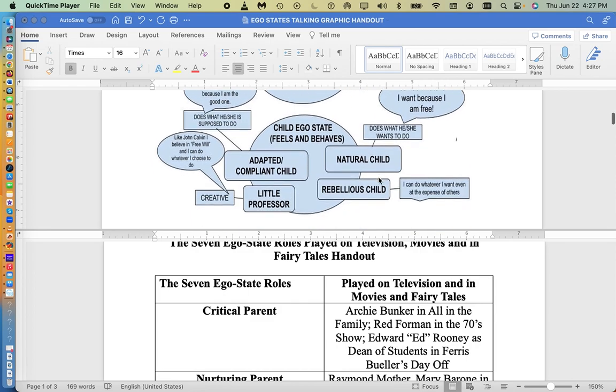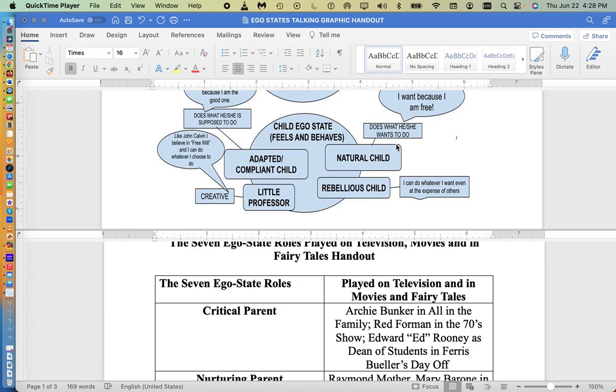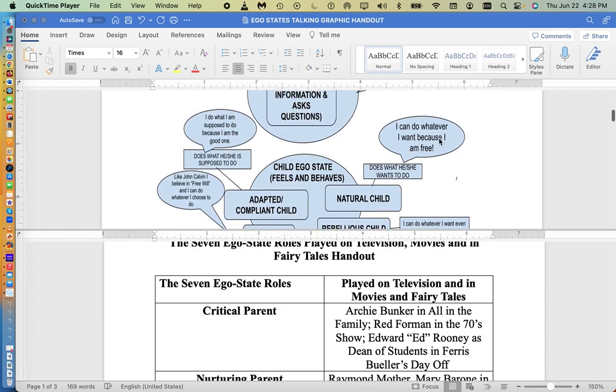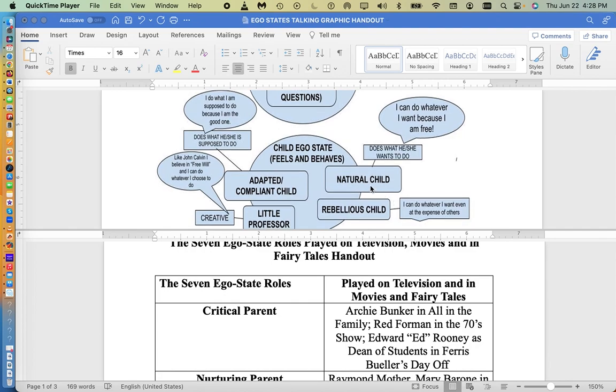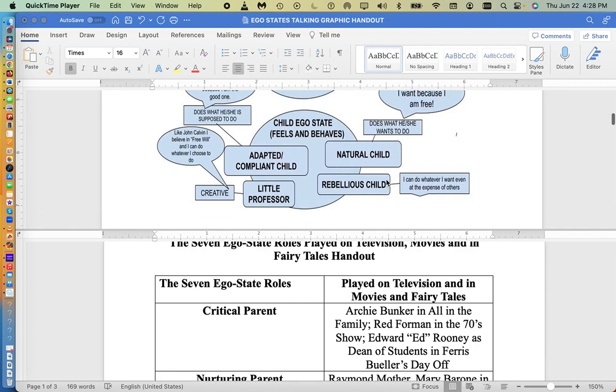Okay, it's when you act naturally like a child, you do whatever you want to do. You say to yourself, I can do whatever I want because I'm free. Just playing and acting naturally and feeling good and doing what you want to do. You're acting in your own child natural ego state. But you could also be rebellious. That's a child in you who feels like he or she wants to do whatever I want, even at the expense of others. Okay, so this is the rebellious child in the child ego state.